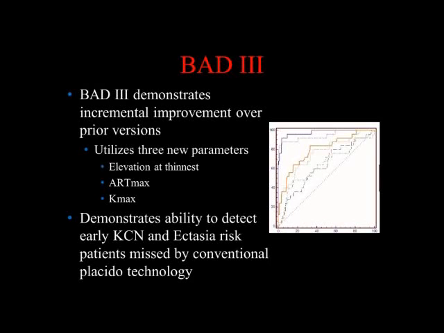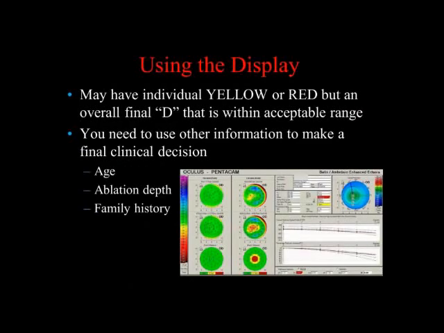So in conclusion, the BAD 3 demonstrates incremental improvement over the prior versions. It utilizes, we say 3, actually 4 new parameters, because the elevation thinness is both anterior and posterior, Ambrosia relational thickness, and Kmax. It demonstrates the ability to detect early keratoconus and ectasia risk that had been previously missed by conventional placido technology. It's important, as we talked about, that you may have individual yellow or even an individual red, but an overall reading that is well within acceptable range.